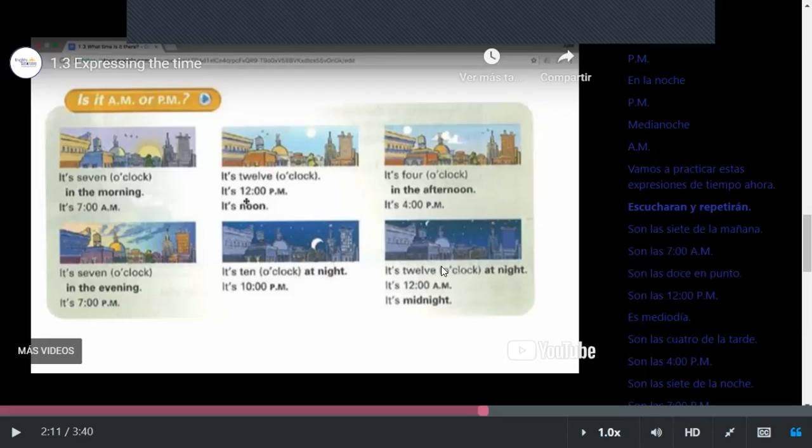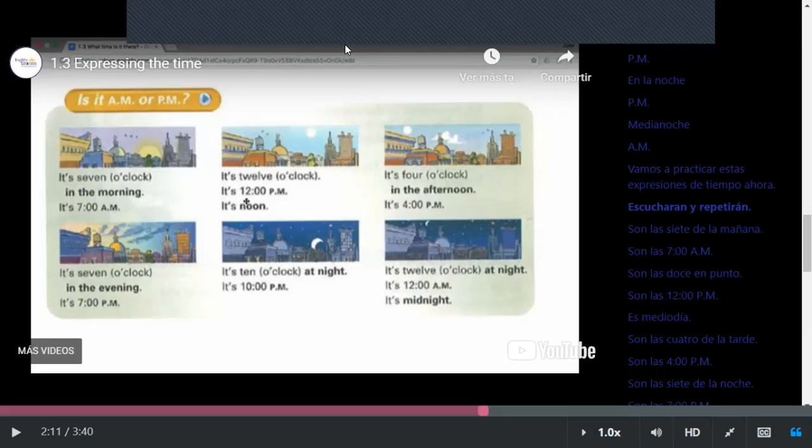Y bueno, lo de las 12 de la madrugada. It's 12 o'clock at night. Una forma, it's 12 a.m. Las 12 a.m. or it's midnight. Okay.